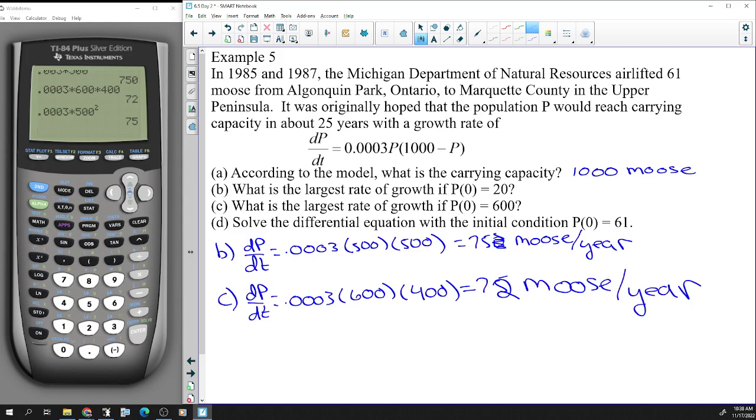Solve the differential equation with the initial condition of P of 0 is 61. This is a long process. I think I asked you in the homework to do this either once or twice. And so when I collect homework tomorrow, when I look at it, I want to see this process. However, it's a long process. It's really not necessary as far as the test is concerned to know this process. We need to know the result of it. So I don't want you spending a half hour studying this for the test.